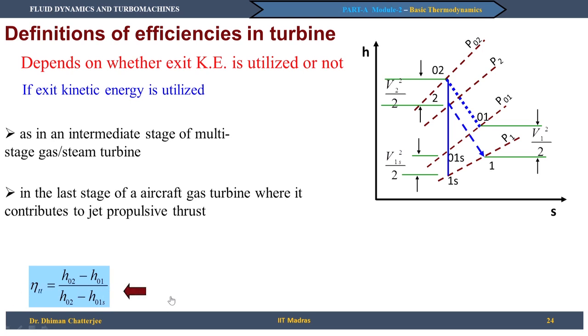TT stands for total to total efficiency, and we say it is H02 minus H01 divided by H02 minus H01s. That is because the kinetic energy is useful. But let us say that we are talking about a land based gas turbine and we are talking about the last stage. Ideally, if it is possible for us, then we would not like to have any kinetic energy of the flow leaving with the flow. We would like to utilize all the kinetic energy, and if we fail, that means some part of the energy is wastage.